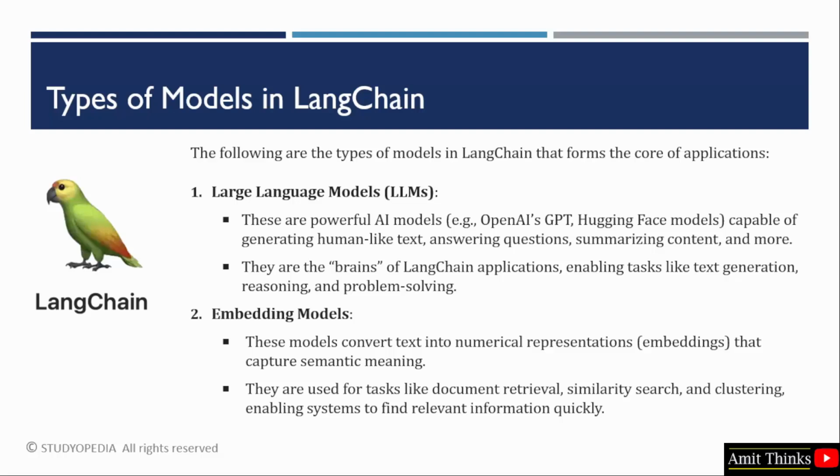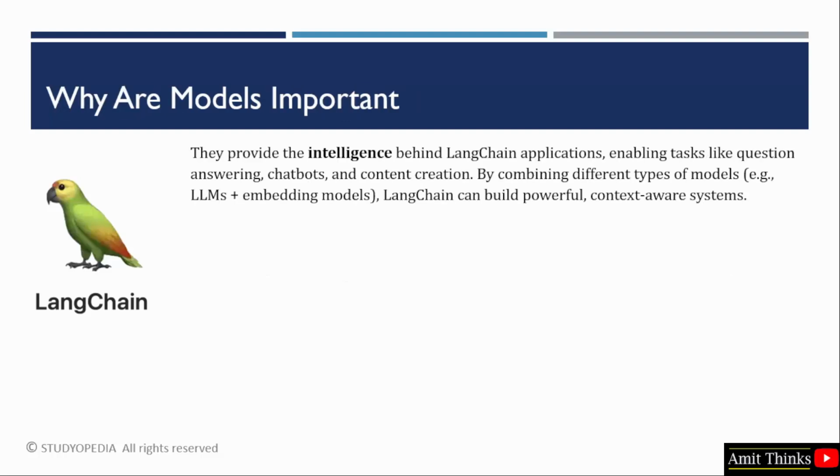Then comes your embedding models. This is used to convert your text into numerical representations, that is embeddings. This is used for tasks like document retrieval, clustering, so that you can easily enable systems to find relevant information at a fast pace. Now let us see why these models are important.